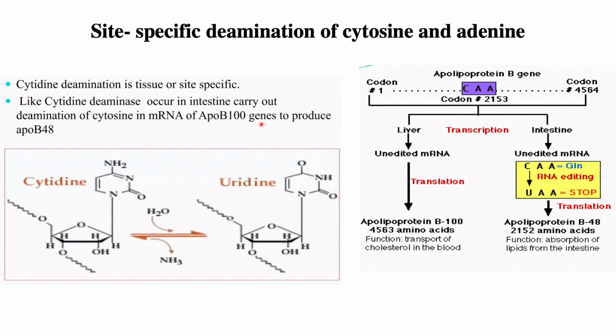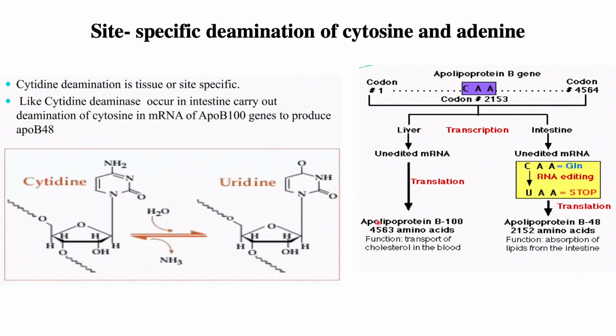This specific process happens only in specific tissues, and it's also site specific. So this leads to the diversity of proteins. For example, in the intestine, the process of cytidine deamination happens. In the liver, we have the primary unedited mRNA, where the C nucleotides are not edited, and there's no deamination happening. In that case, this mRNA is translated to a protein called ApoB100.